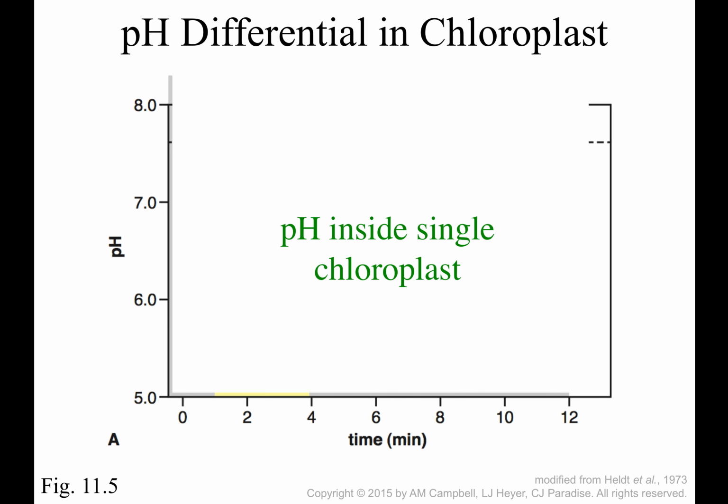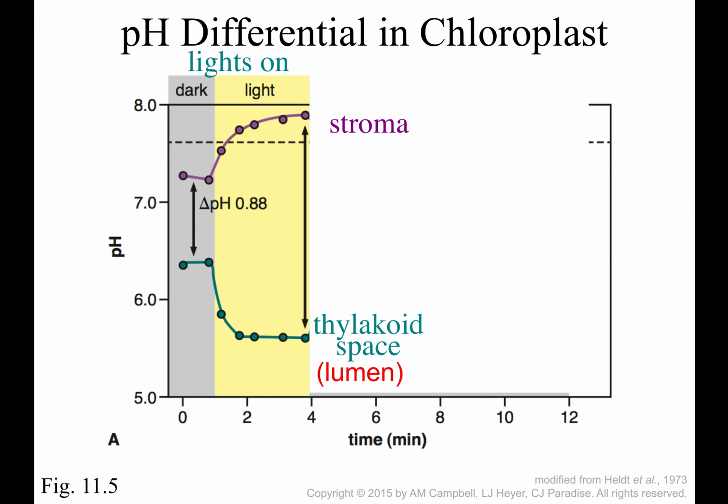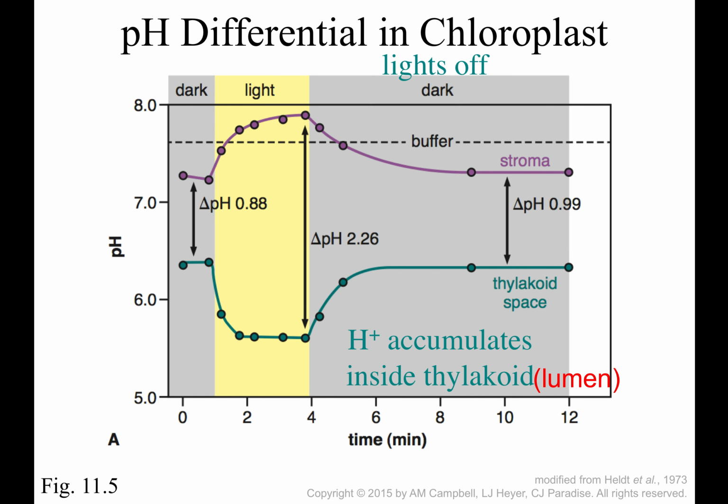So if you look at chloroplasts that are exposed to light, you can see that they have a pH change when they are exposed to light. The stroma, when exposed to light, the pH increases, and in the thylakoid space, the pH decreases, and in the dark, it normalizes. So hydrogen ions are pumped from the stroma into the lumen of the thylakoid.